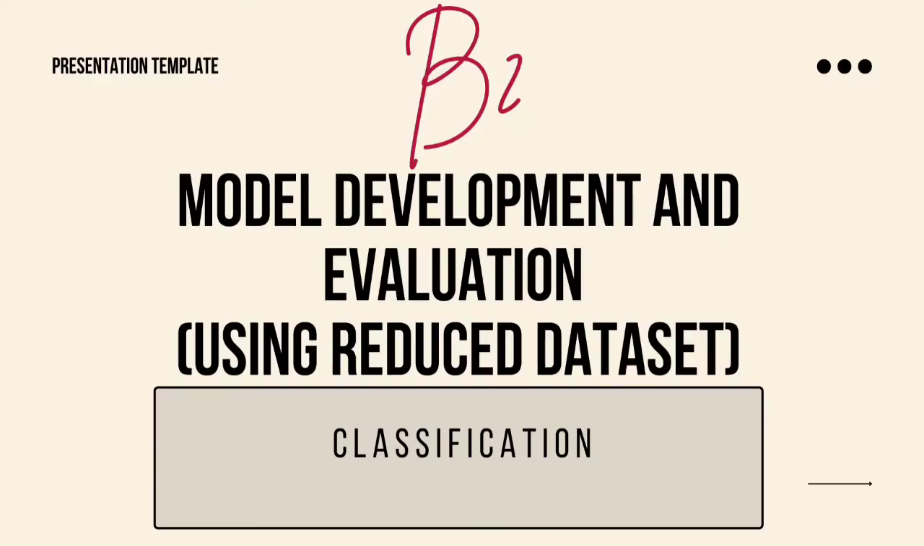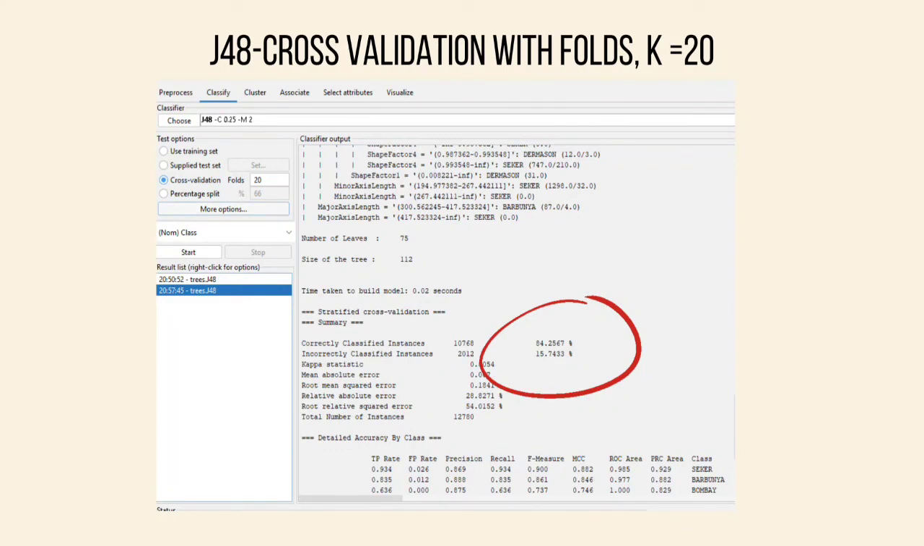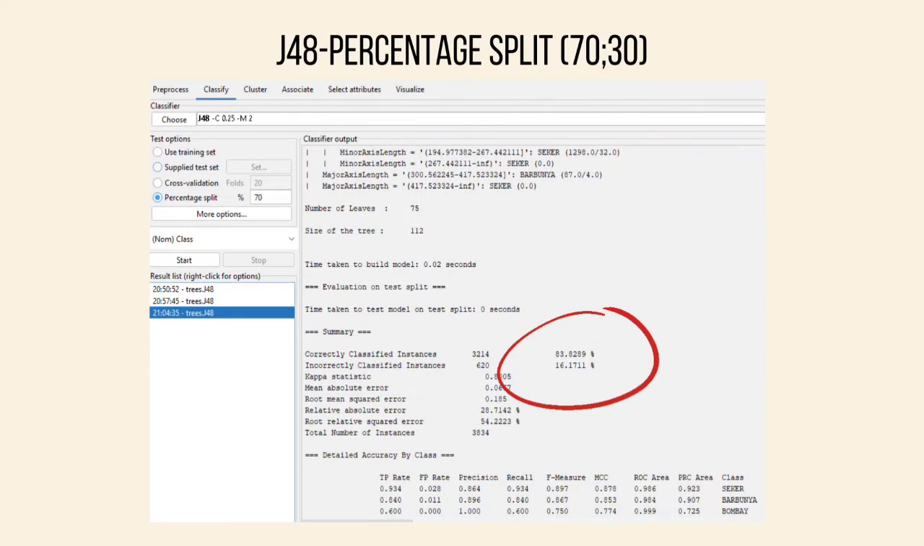Next, we need to do model development and evaluation again, but we use the reduced dataset. We also use the same classifier method, which is J48, with cross-validation and percentage split, to find which method gets high accuracy. Firstly, by using cross-validation with full K10, we get 84.3114% accuracy. Next, we set cross-validation with full K20. Therefore, the result we can see is 84.2567% accuracy.